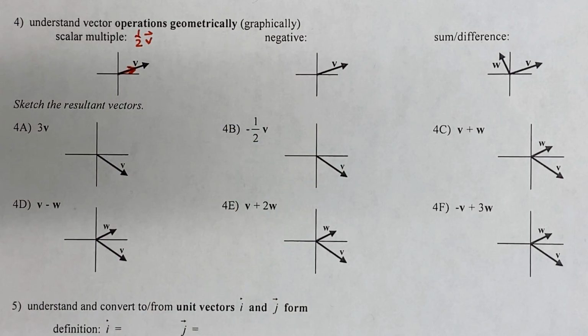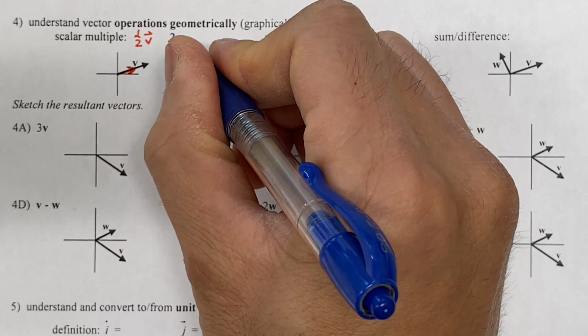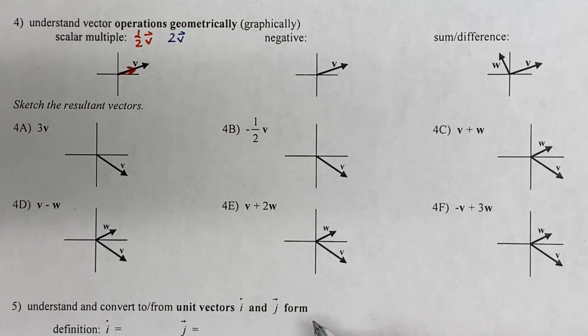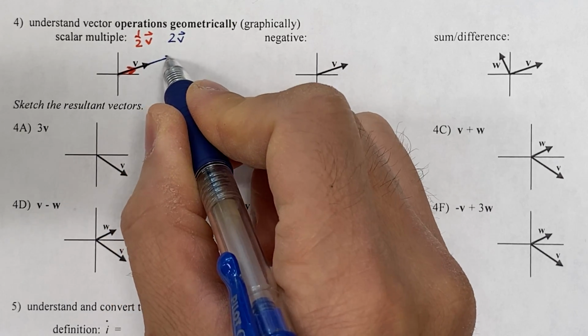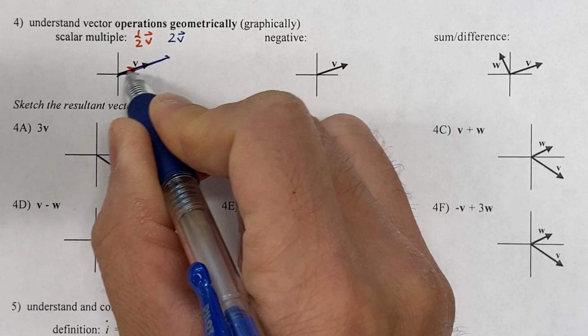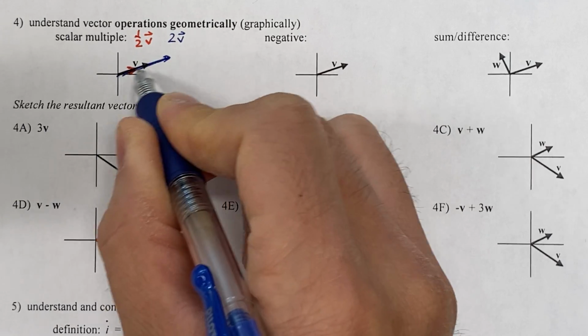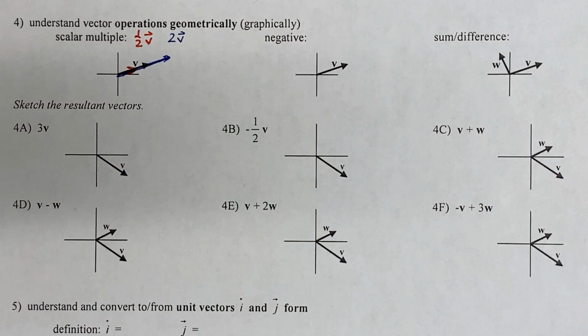Okay. Conversely, if I had something like this, it means I'm going to take vector v and duplicate it twice, so my final answer stretches from here all the way to here. So my final answer would be twice as long in that same direction as vector v.